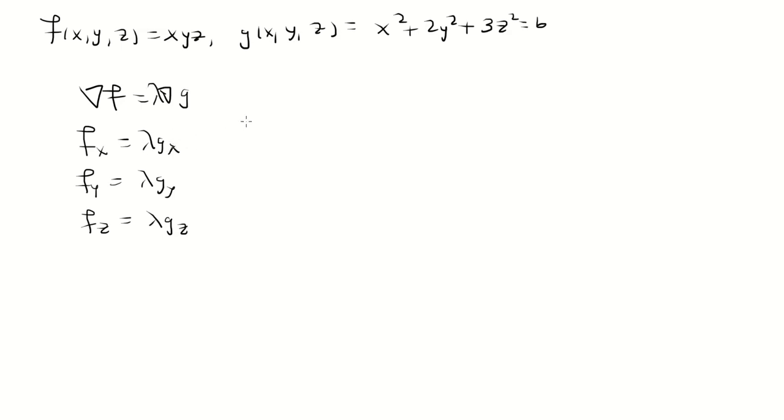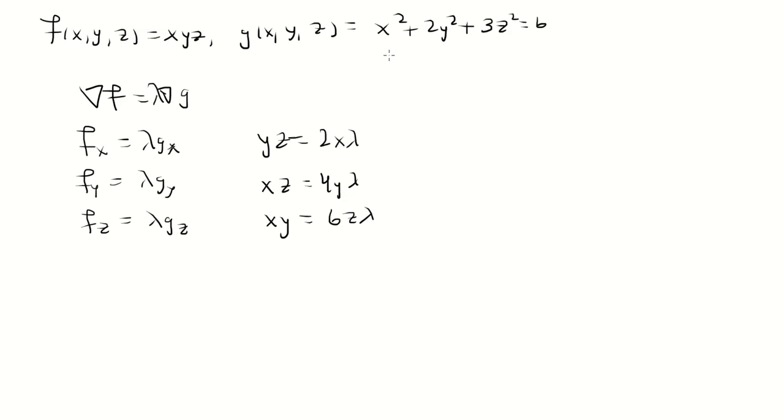And now we take the derivative. So the derivative of f with respect to x is yz, and that's going to equal 2x lambda. And then f with respect to y is xz, and that's going to equal 4y lambda. And then f with respect to z is xy, and that's going to equal 6z lambda. And so we want this to satisfy the constraint.